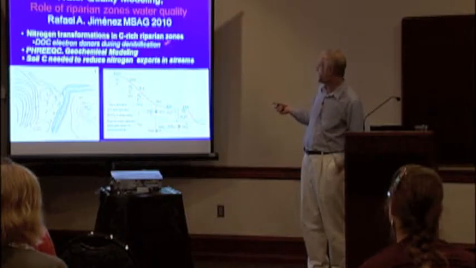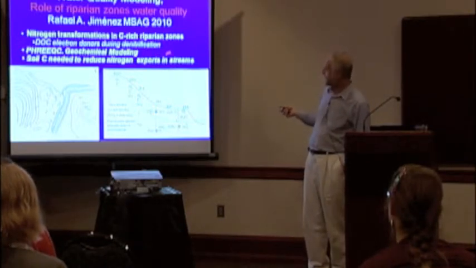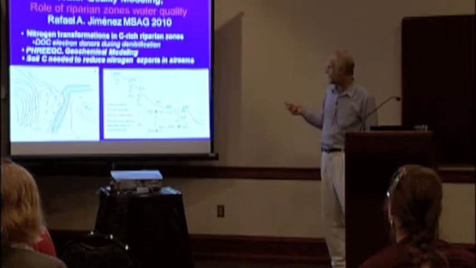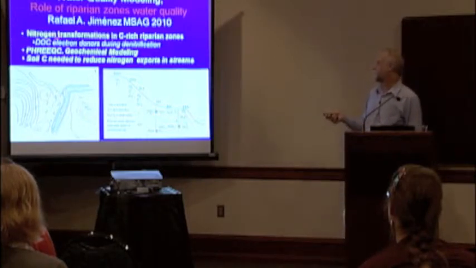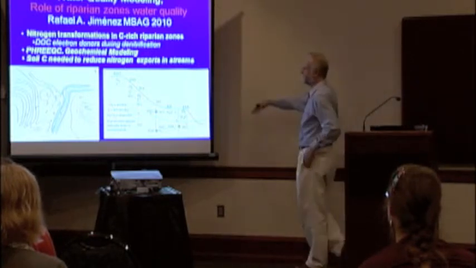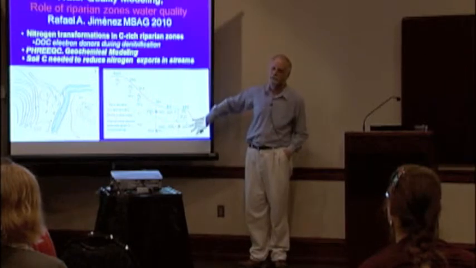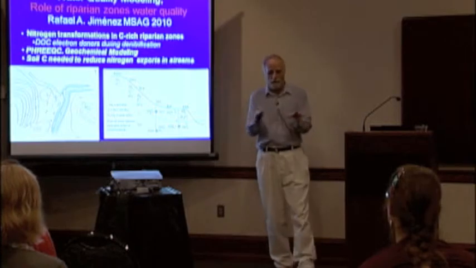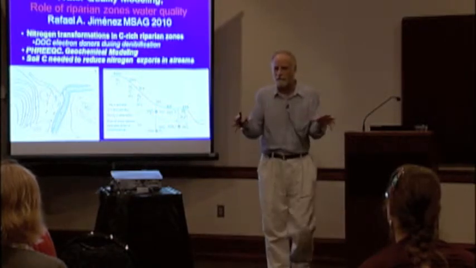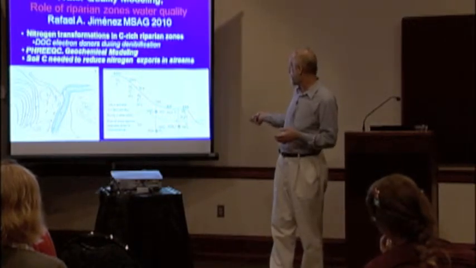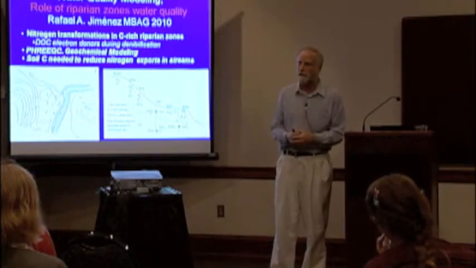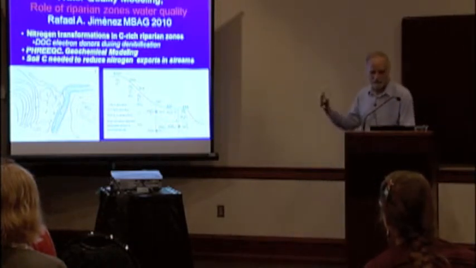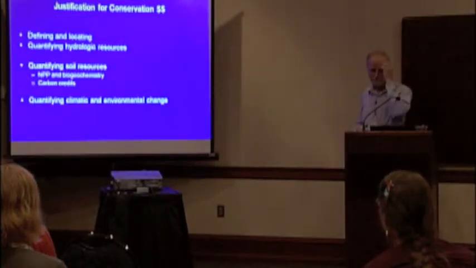So Rafael Jimenez was a student who just finished last year, and he actually took a water quality model from one of his classes, the Siegfried geochemical modeling, and asked the question of how much soil carbon do you need to actually reduce the nitrogen that's coming off of the landscape. That also tells us something about what part of the landscape we want to preserve if we want to keep water quality, and what kind of riparian zones we actually need. And so it's another nice example of how these students have helped.